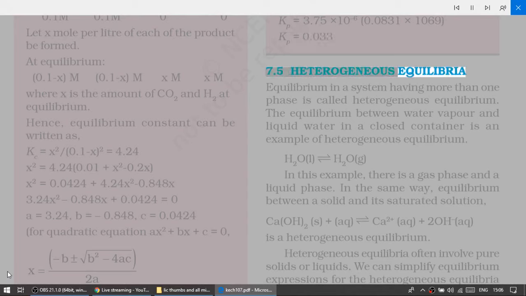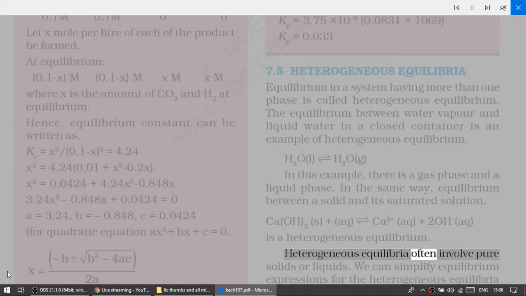Kp = 0.0337. 7.5 Heterogeneous equilibria. Equilibrium in a system having more than one phase is called heterogeneous equilibrium. The equilibrium between water vapor and liquid water in a closed container is an example of heterogeneous equilibrium: H2O(l) ⇌ H2O(g). In this example, there is a gas phase and a liquid phase. In the same way, equilibrium between a solid and its saturated solution, Ca(OH)2(s) + aq ⇌ Ca²⁺(aq) + 2OH⁻(aq), is a heterogeneous equilibrium.